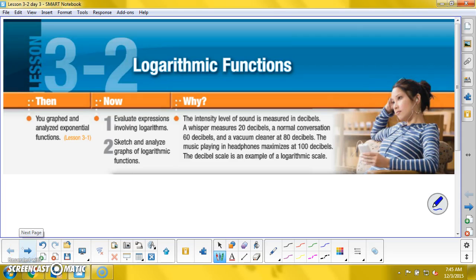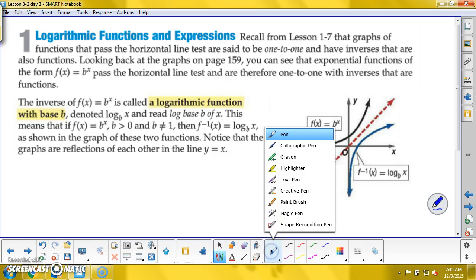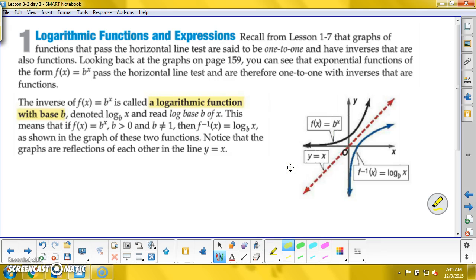Part 2 of Lesson 3.2 is going to be on analyzing the graphs of logarithm functions. Part 1 was on evaluating expressions involving logarithms. So the first step is to understand what the graph of a logarithmic function looks like. If you take a look right here, this is the graph of an exponential growth function. And then if you look at this one, this is the graph of a logarithmic function.